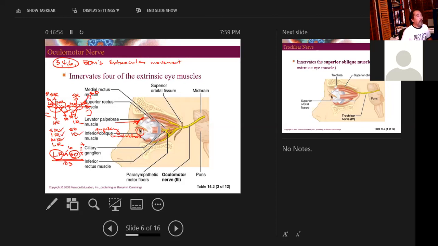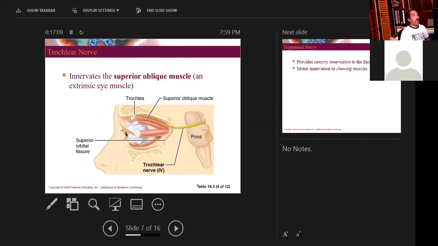Okay, and what hole does it come from? SOF, superior orbital fissure. So it comes out from the superior orbital fissure. Okay, I'm going to go to number 4, trochlear nerve. Again, the trochlear nerve innervates your superior oblique. Okay, LR6 SO4, superior oblique. What hole does it go through? Another one, SOF, superior orbital fissure.